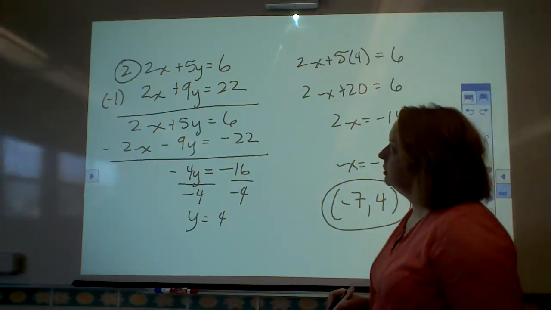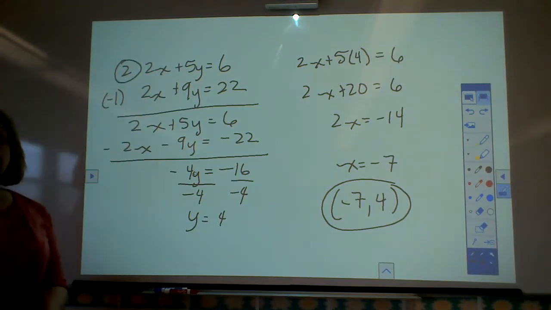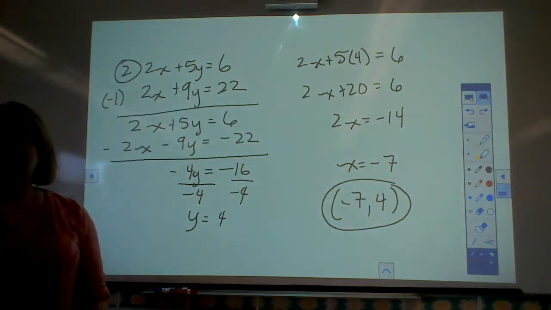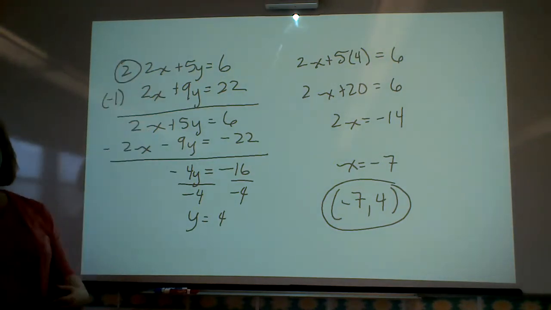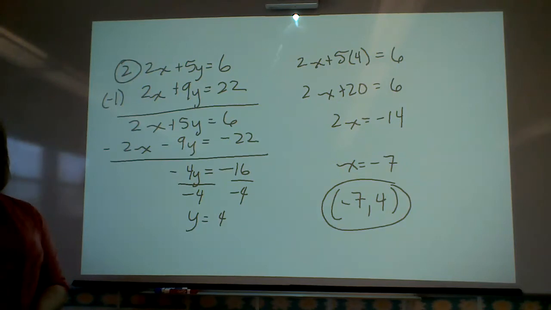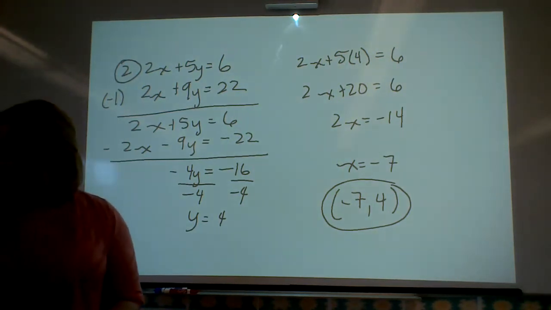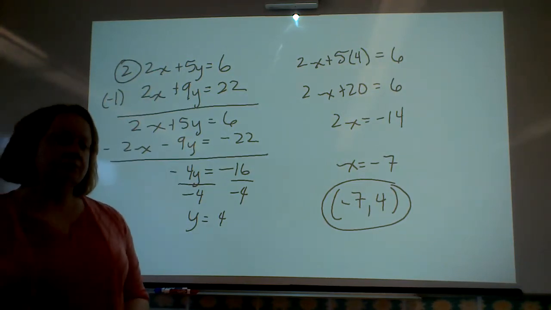and 4. So the only difference between this problem and the ones we did earlier is that you have to make one of the equations opposite so you can add and then get rid of one of your variables, okay? All right, so let's go ahead and try another one, and then we'll move on to the application problems, okay?